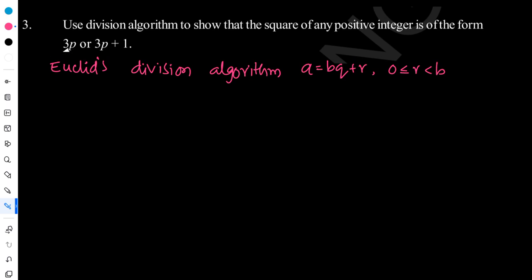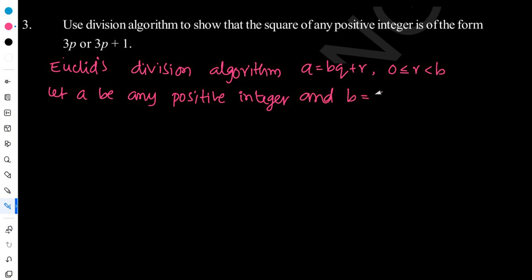Now compare with this one, bq plus r. So right here, let a be any positive integer. And what is the b value? Tell me, what is the b value? In the bq plus r form, b is equal to 3. If b is 3, what is the r value? 0 less than or equal to r less than 3. Therefore, what are the possible values of r? r value 0 to 3, but less than 3: 0, 1, 2.